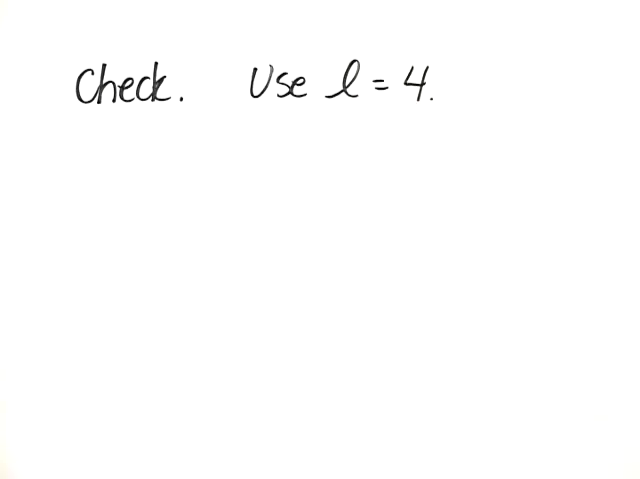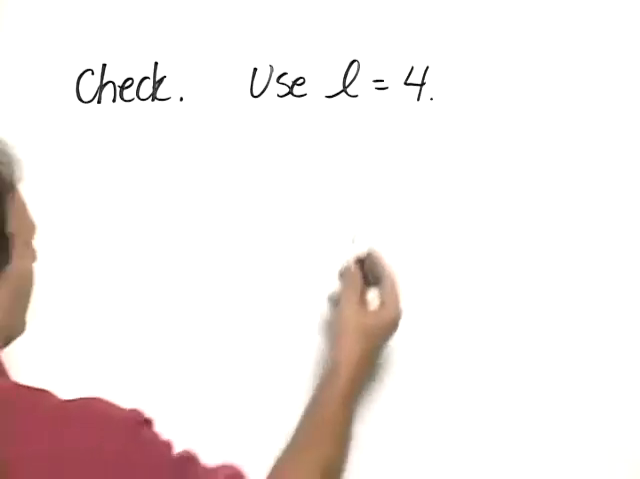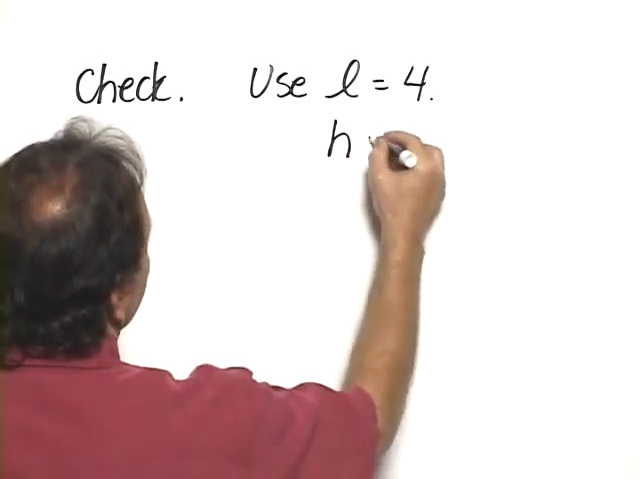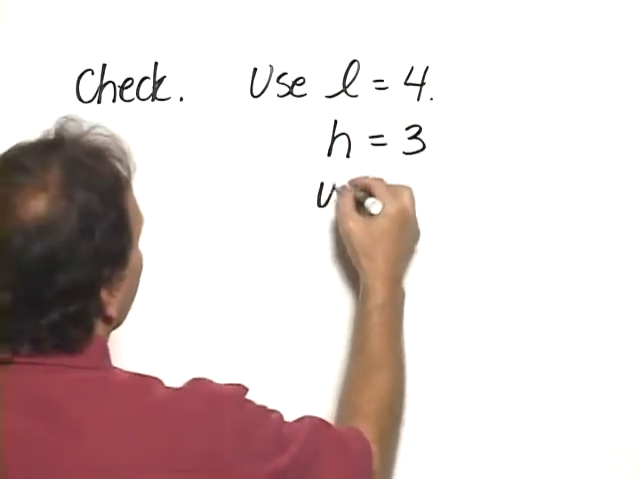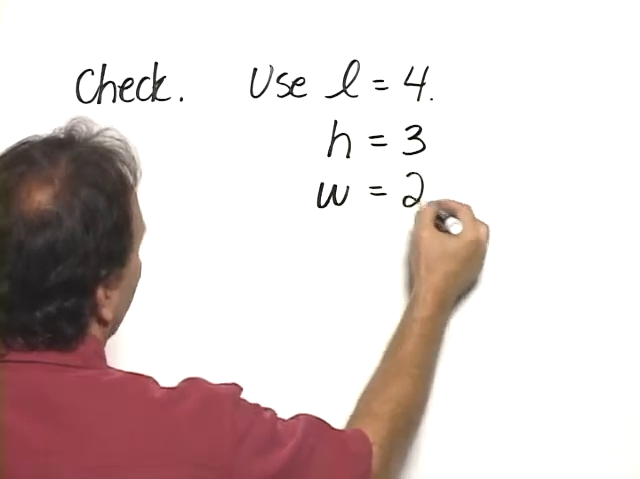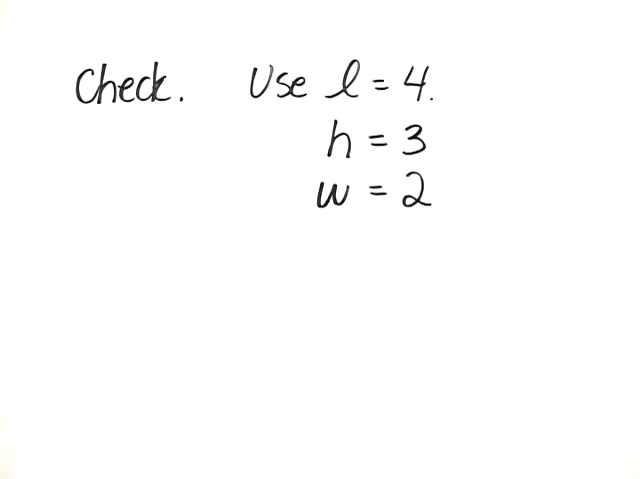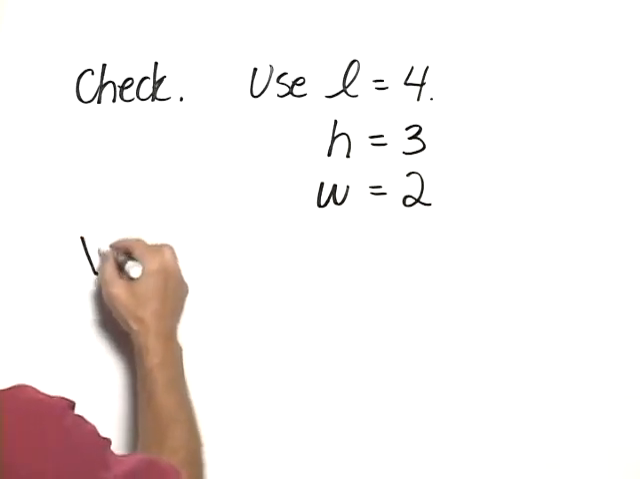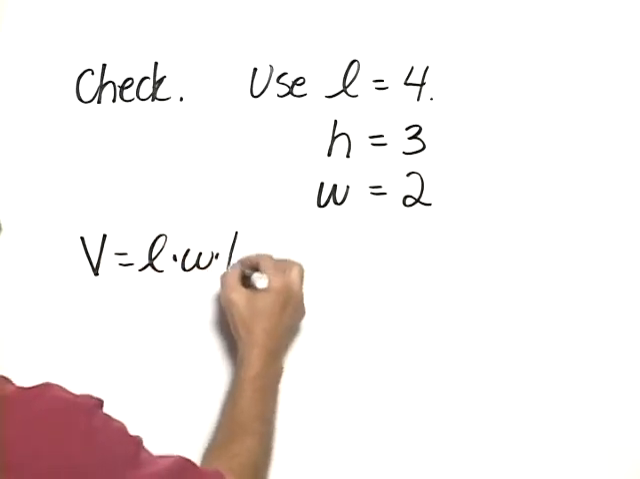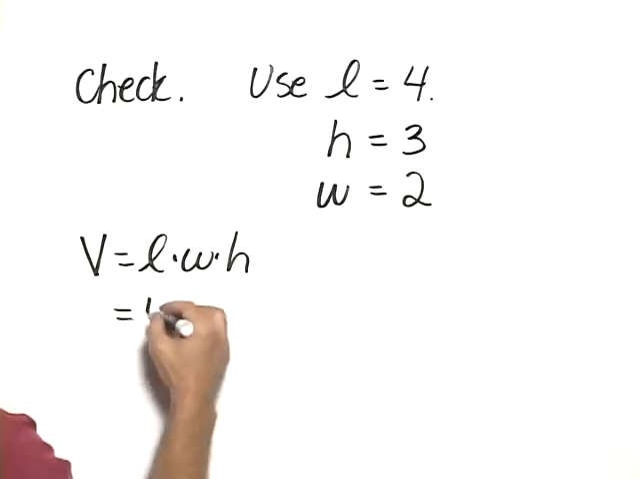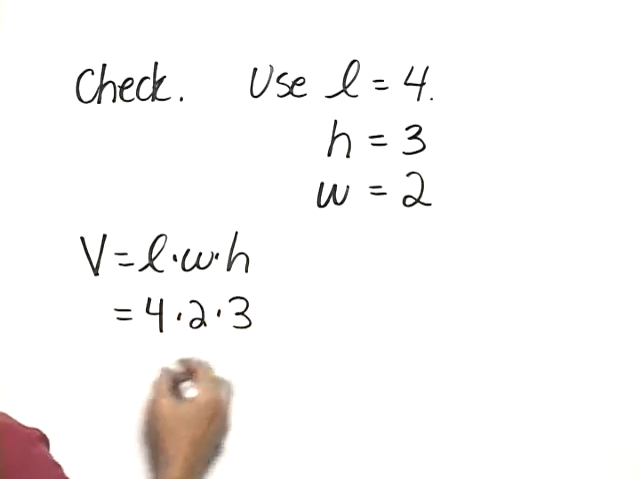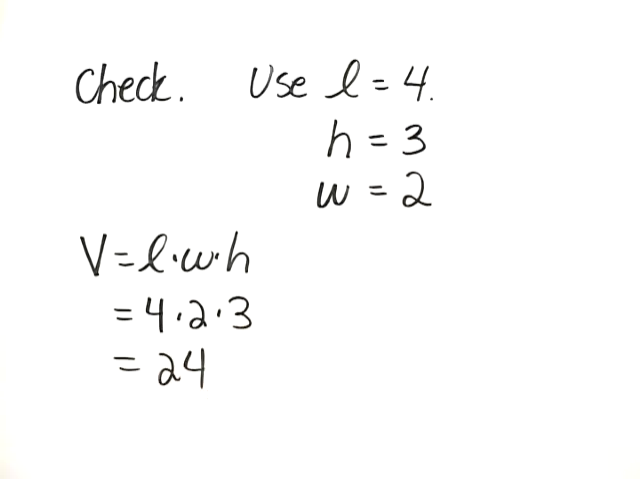I've selected 4 for the value of L. But let's remember that if L is 4, the height is 1 less than that, so it's 3, and the width is 2 less than that, which makes it 2. We have 2 formulas for the volume. We have volume is L times W times H. We substitute these numbers. We would have 4 times 2 times 3, which is 24.